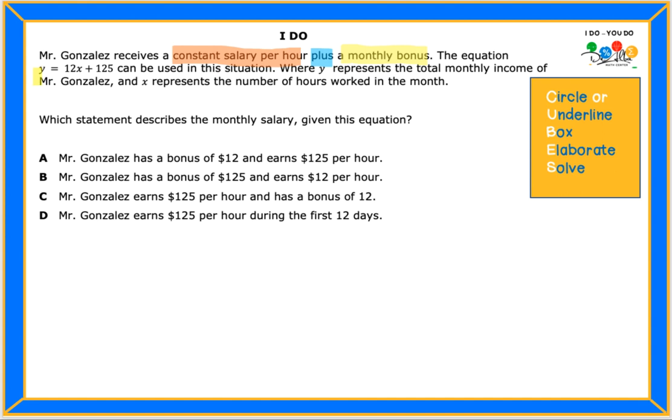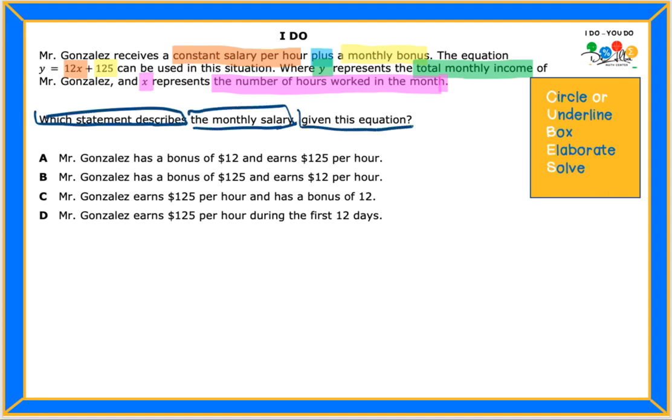The equation y equals 12x plus 125 can be used in this situation, where y represents the total monthly income of Mr. Gonzalez and x represents the number of hours worked. x is the number of hours worked in the month. Which statement describes the monthly salary given this equation? We underline or circle and box, and now we're gonna go to elaborate.